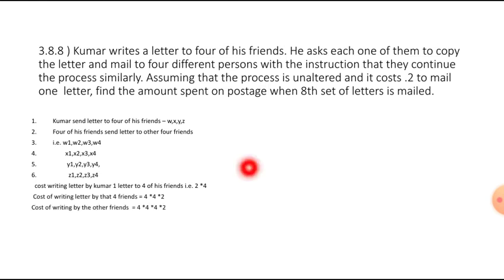Next, what are his friends doing? All the friends, W, X, Y, Z. Take the first case, W: he is sending to 4 of his friends, W1, W2, W3, W4. What is the cost of the letters written by those 4 friends? It will be 4 into 4 into 2. So for Kumar it is 2 into 4, and for the next level it will be 2 into 4 into 4, because each is sending to 4 of his friends. Like this the chain will continue.